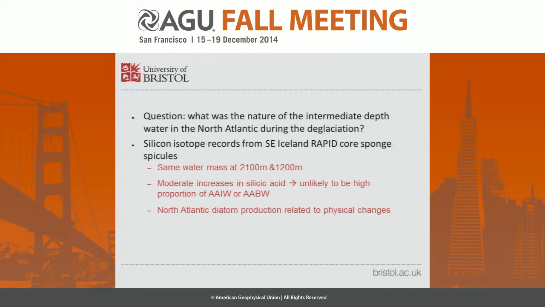So I'm going to talk for the rest of this talk about this. I'm going to address this question here, which is, what was the nature of the intermediate depth water in the North Atlantic during the deglaciation, very much from a point of view of the silicon cycle.